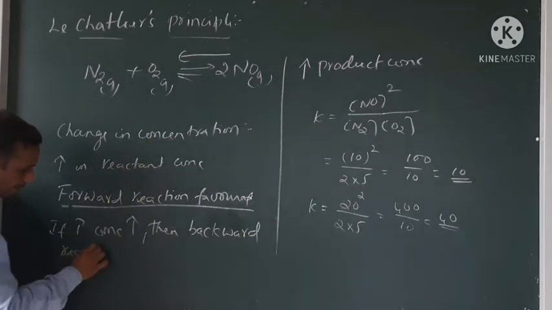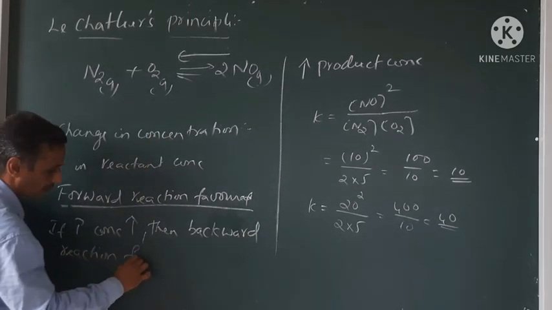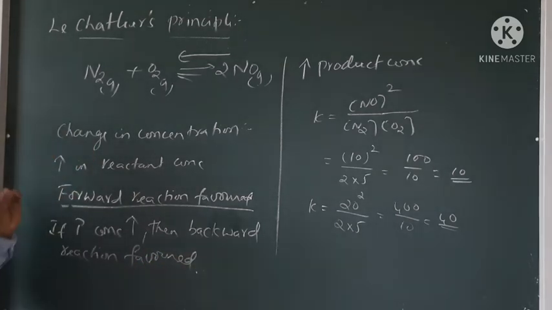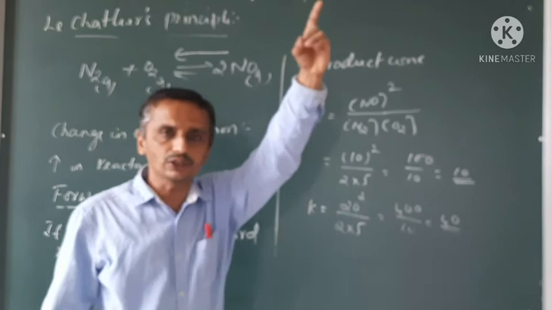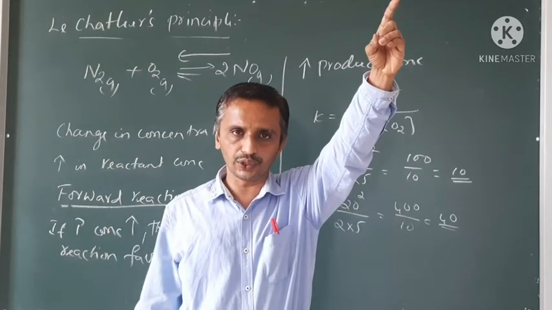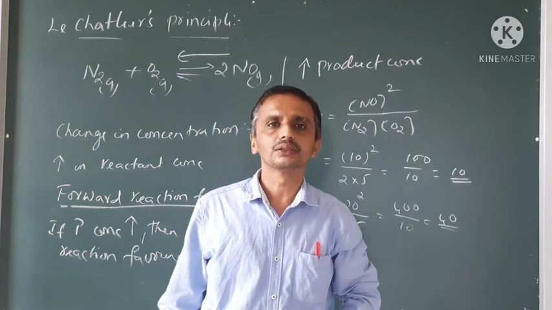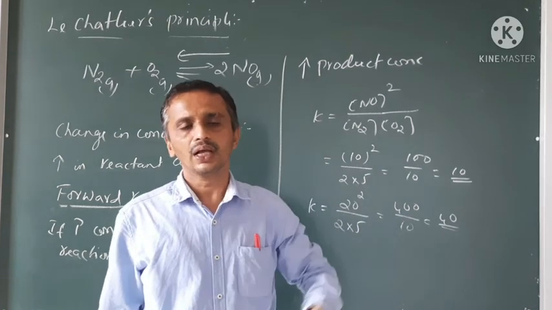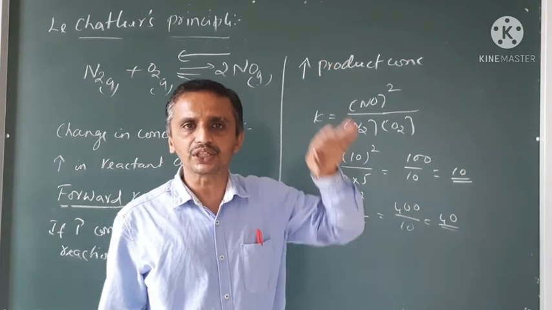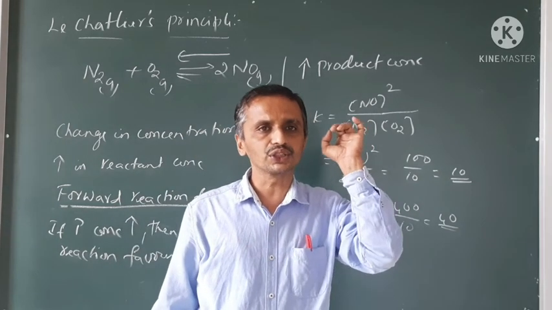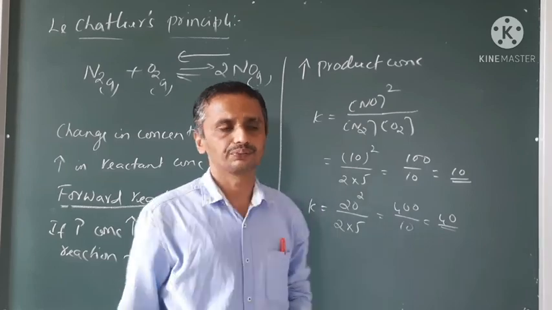Note this properly. If the reactant concentration increased, forward reaction favored. If the product concentration increased, backward is favored. If the reactant concentration decreased, backward favored. If the product concentration decreased, forward is favored.